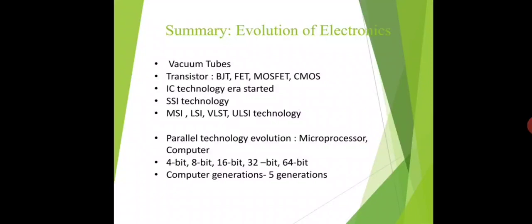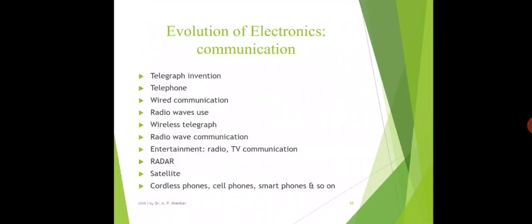So how many computer generations are there? There are 5 computer generations. The fifth computer generation is today's computer generation, which involves fast processors along with artificial intelligence techniques. As we see evolution in microprocessors and parallel evolution in computer generations, similar evolution is also observed in communication technology, that is communication electronics. So how was this evolution started?